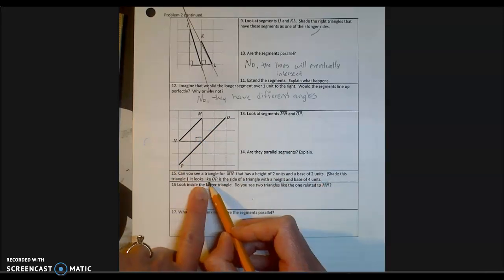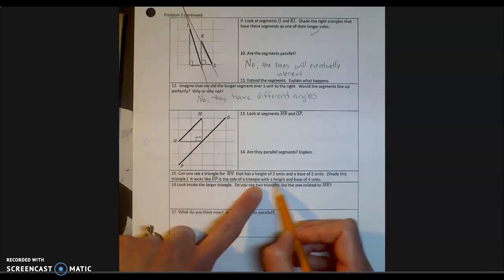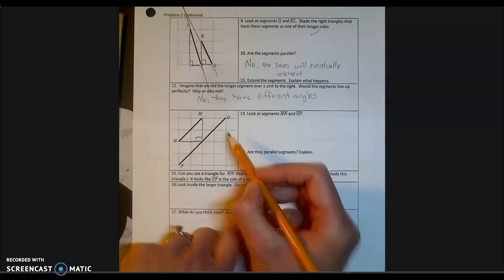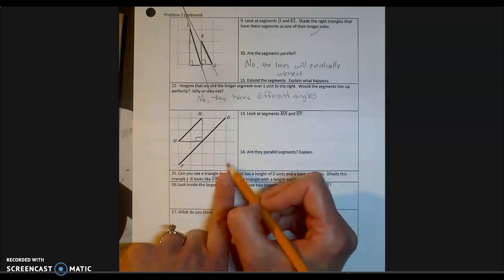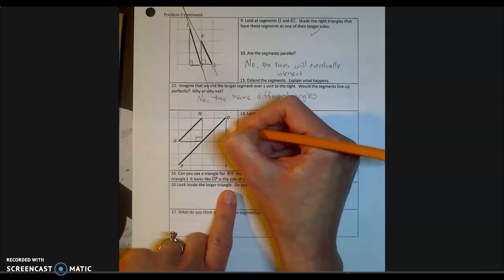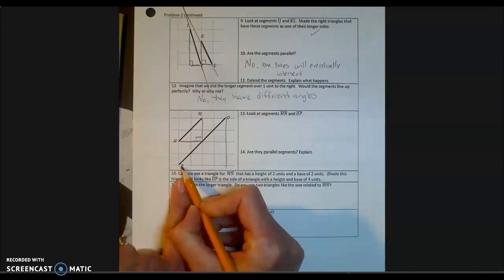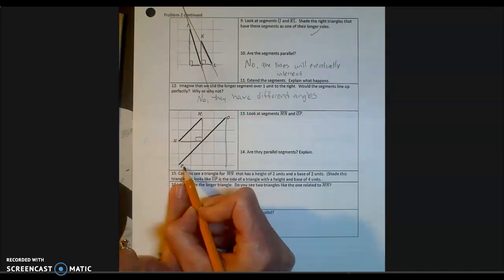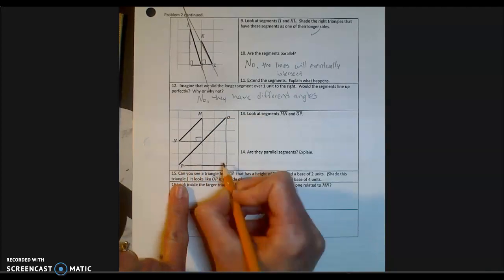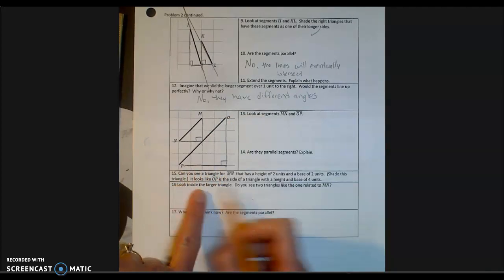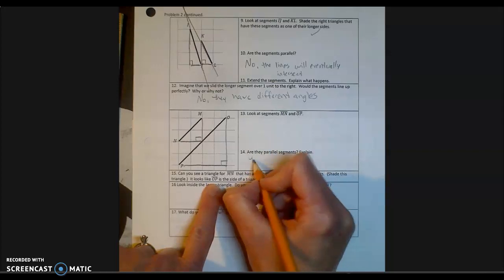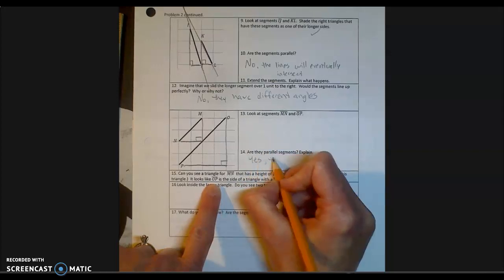Then it says, it looks like OP is the side of a triangle with a height and base of 4 units. So we count 1, 2, 3, 4. And then a base of 4 units, 1, 2, 3, 4. Right here, another right angle. So yes, they are parallel.